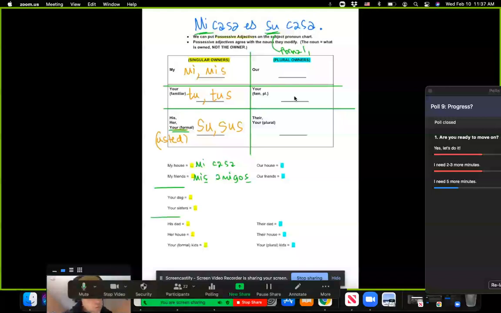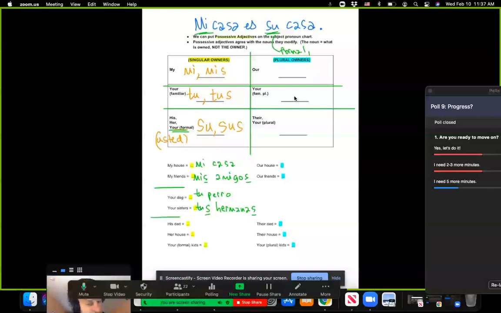Sigamos, your dog es tu perro, unless I'm being formal, but I'm not. Tu perro. But if I'm talking about your sisters, son tus hermanas. Again, adjectives need to become plural when they're modifying a plural noun. Whose sisters? Your sisters. Tus hermanas are plural. Just like el becomes los and la becomes las, mi becomes mis and tu becomes tus.